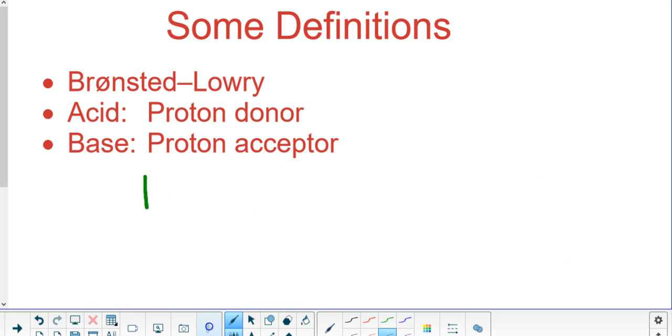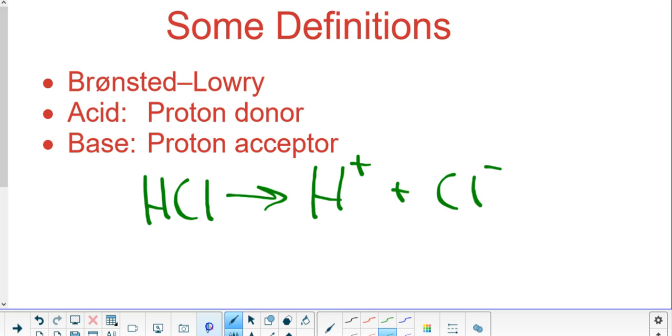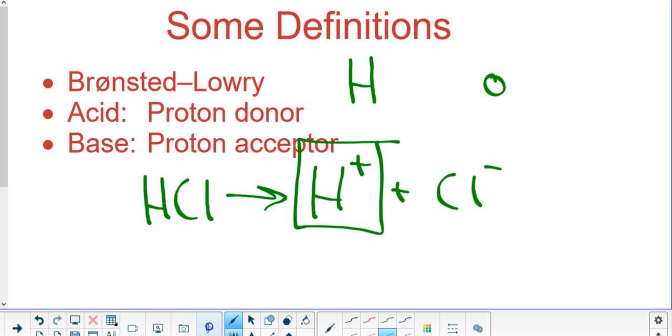Let's erase it. So HCl dissociates into H+ plus Cl-. H+ is really a hydrogen atom that has lost its electron. A hydrogen atom is a proton surrounded by an electron. But if it becomes positively charged, it means it lost its electron, and so really it's just a proton. So HCl can be defined as an acid according to Bronsted by definition of its donating a proton to something.